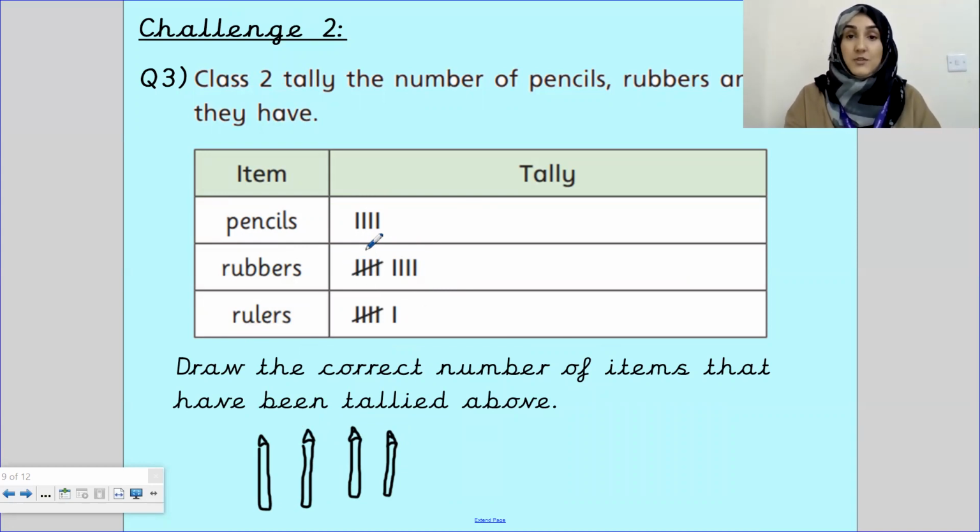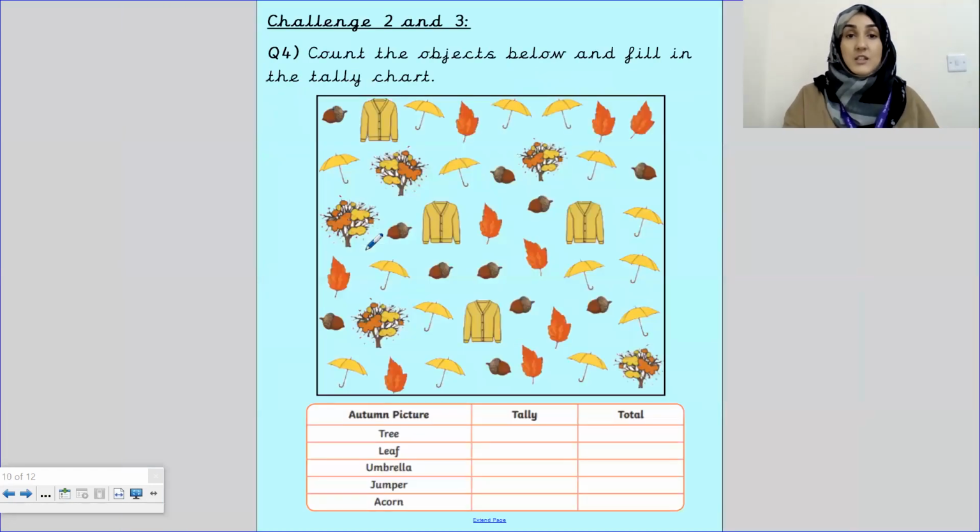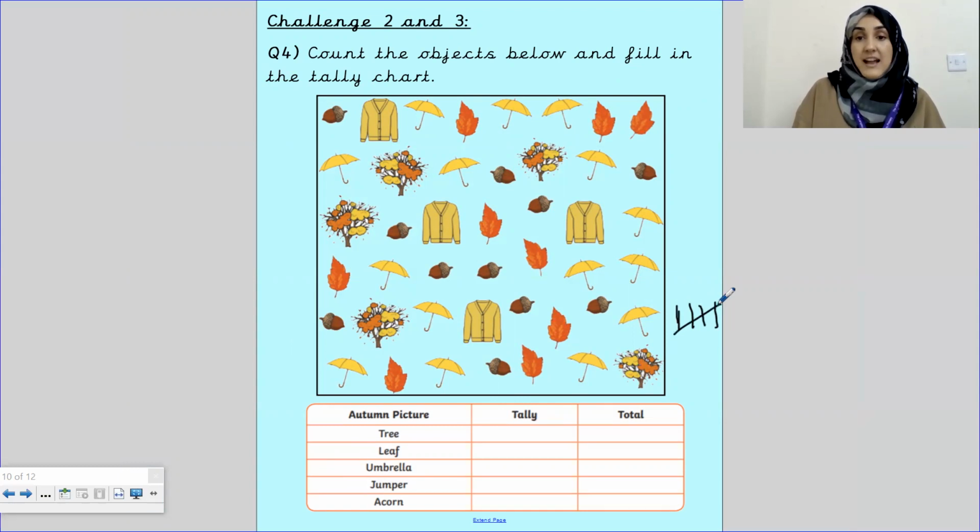Okay, once you have completed your third question, then this is for challenge 2 and challenge 3 children. So you are going to count the objects below and fill in the tally chart. So remember, when it's a tally, you're doing the lines, and when it says total, you are writing the numeral, okay? So pause the screen here, count up. Remember, just like we did with the ones with the eggs, the chicks, and the flowers, make sure you watch properly in case you've missed one out, okay?